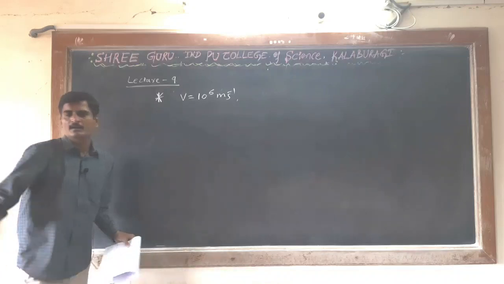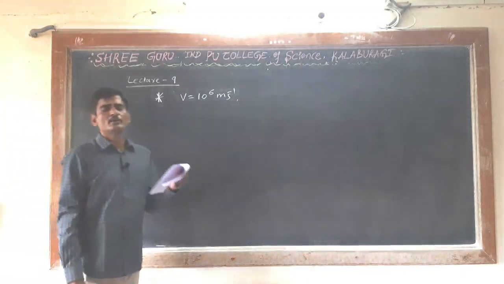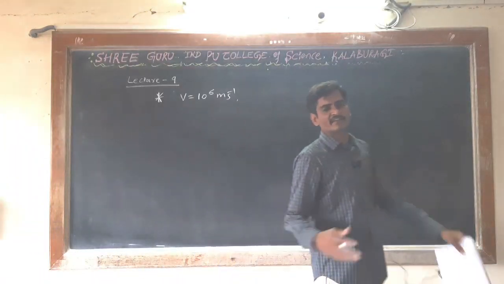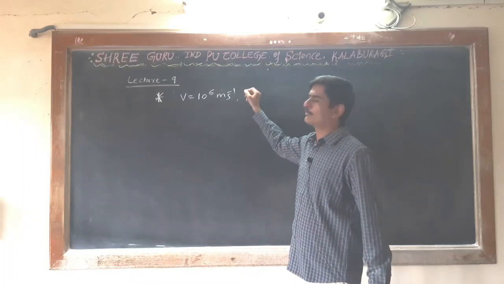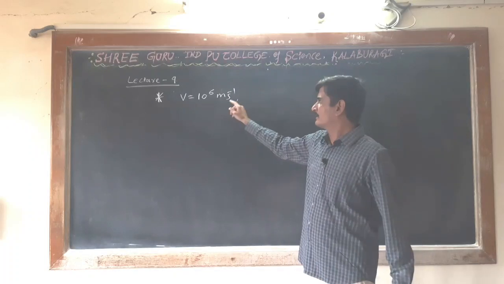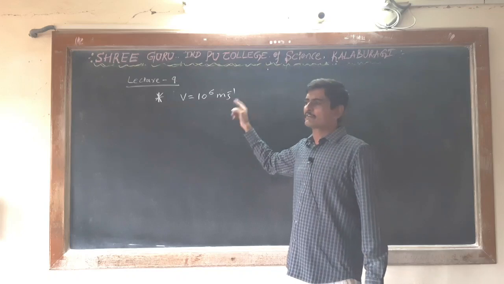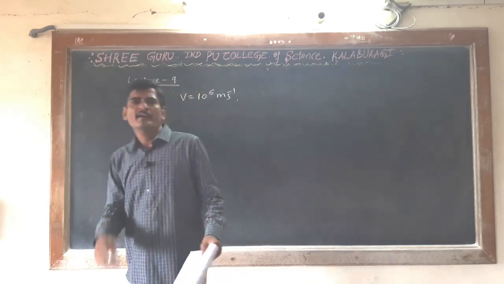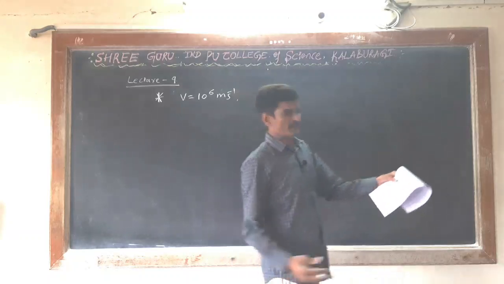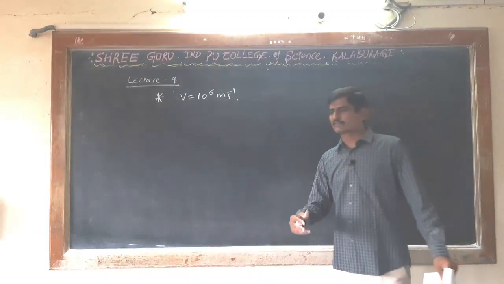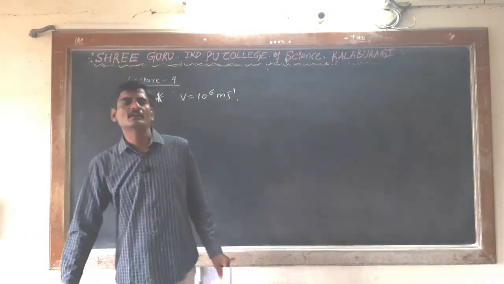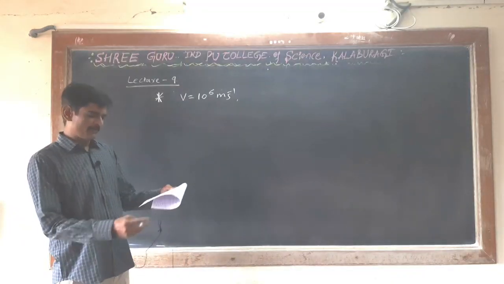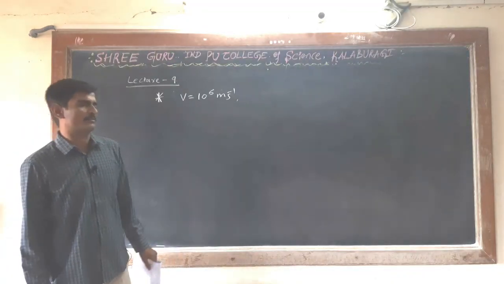Okay. Understand the question properly. Two electrons, initially each is moving with a velocity of 10 to the power 6 meter per second, and they are coming towards each other. What will be the closest distance of approach between them?